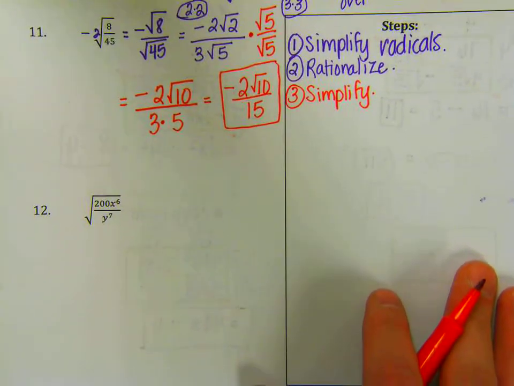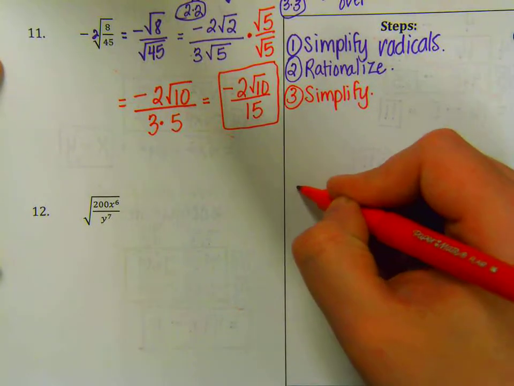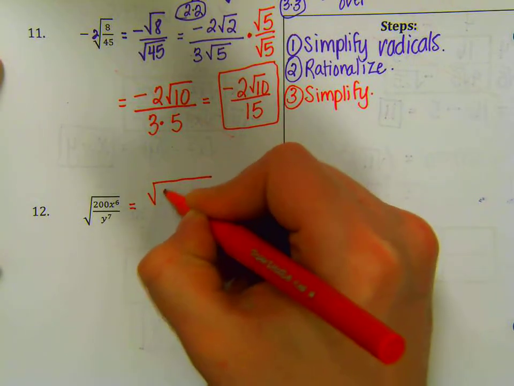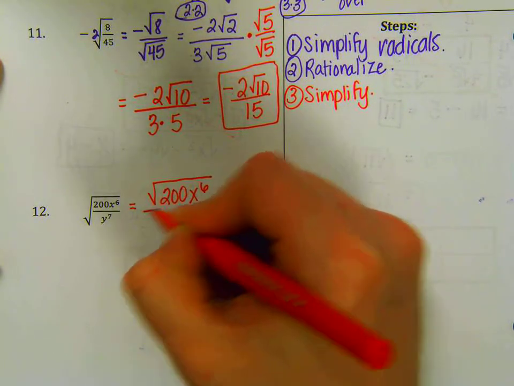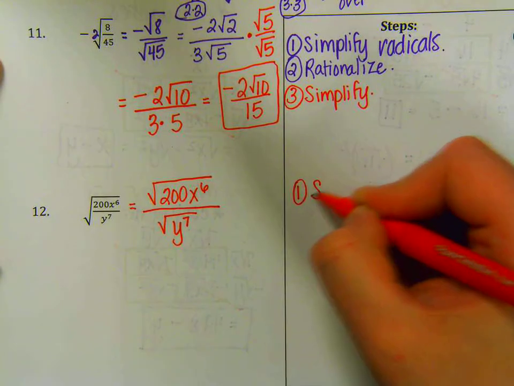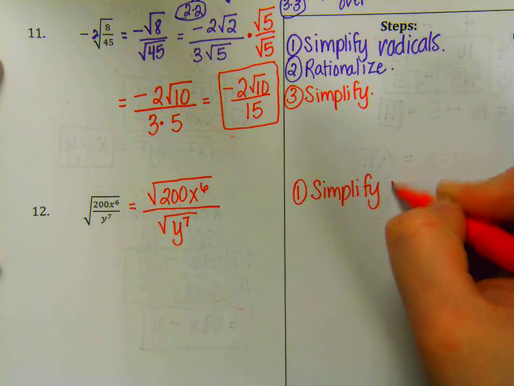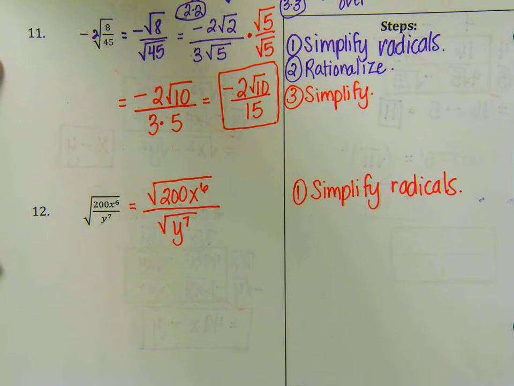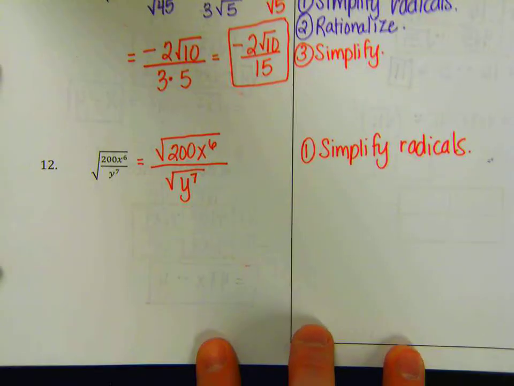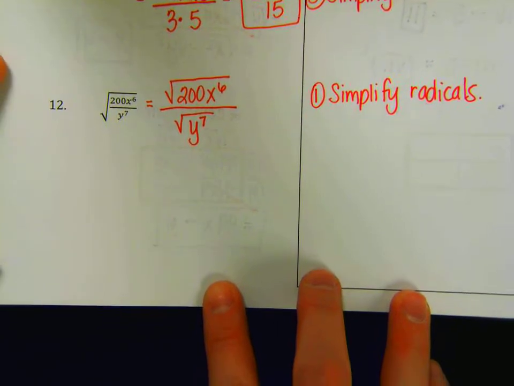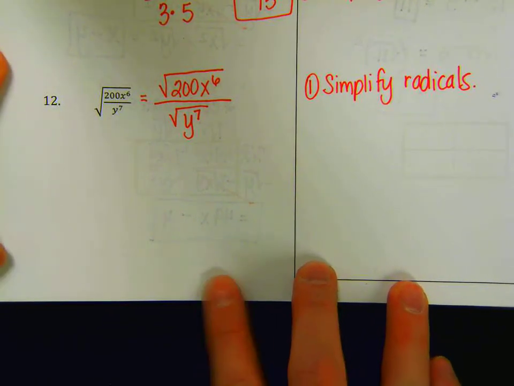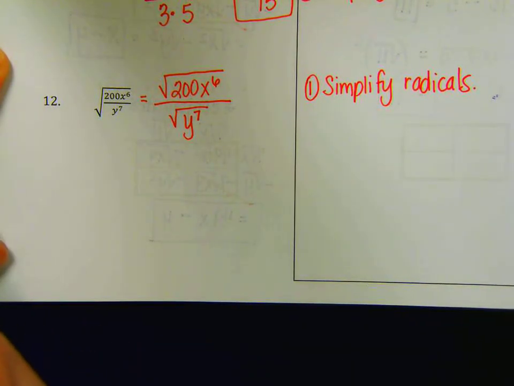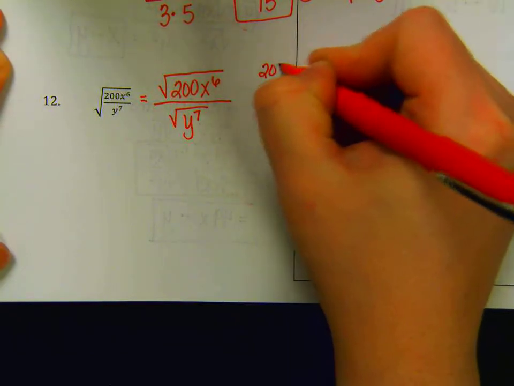Same steps for number 12. So I need to split these up into two different fractions. So the square root of 200 x to the 6th over the square root of y. And then I'm going to simplify. Alright, so let's start off by simplifying the 200. So I'm going to create a factor tree for 200.